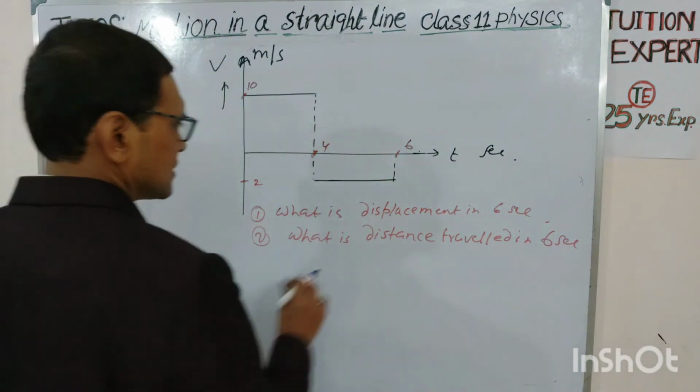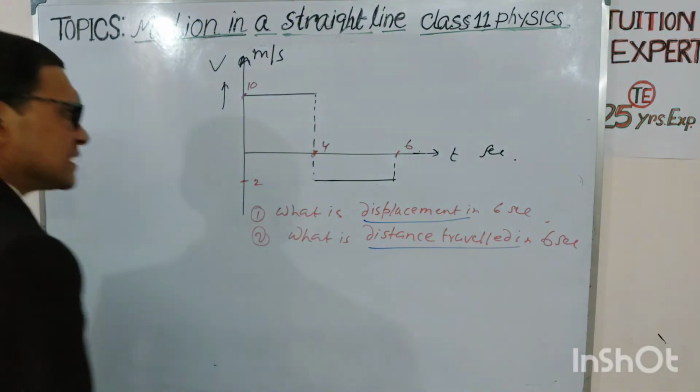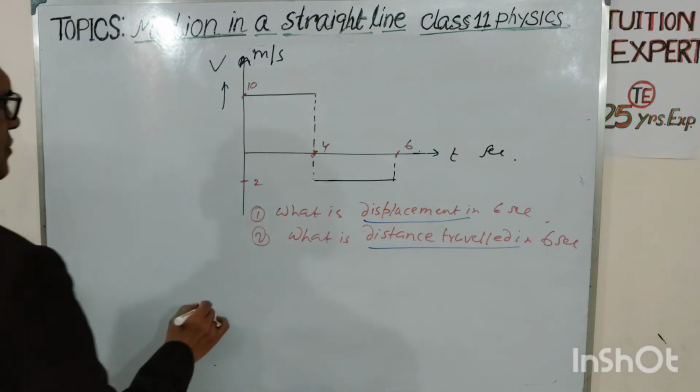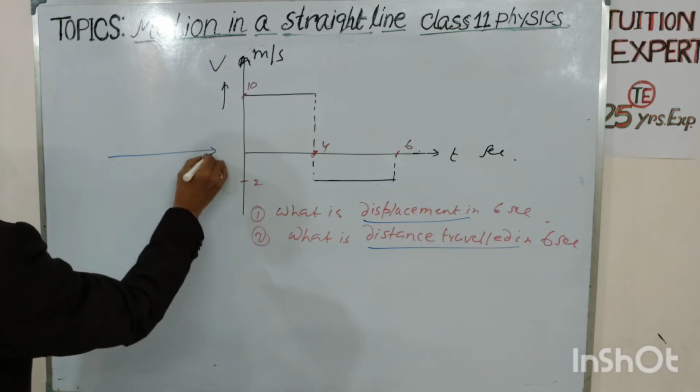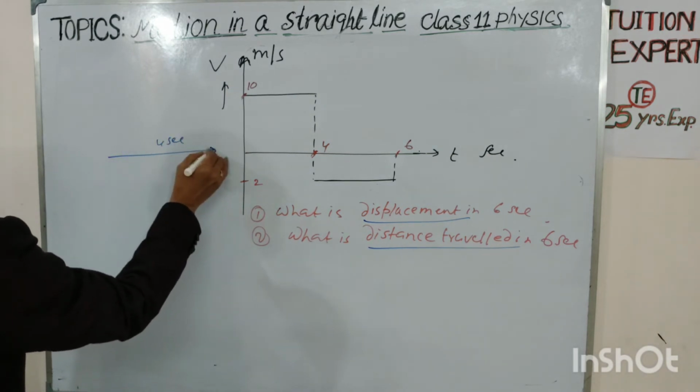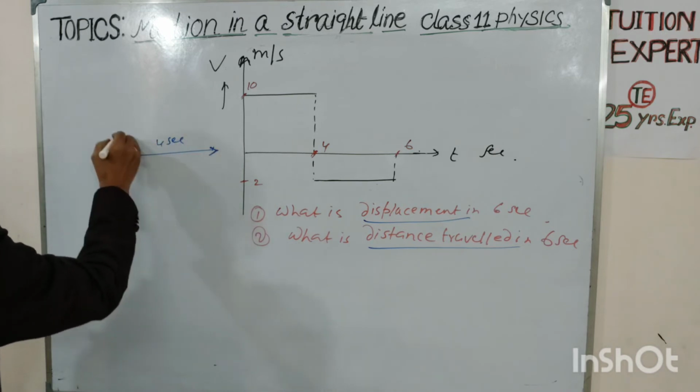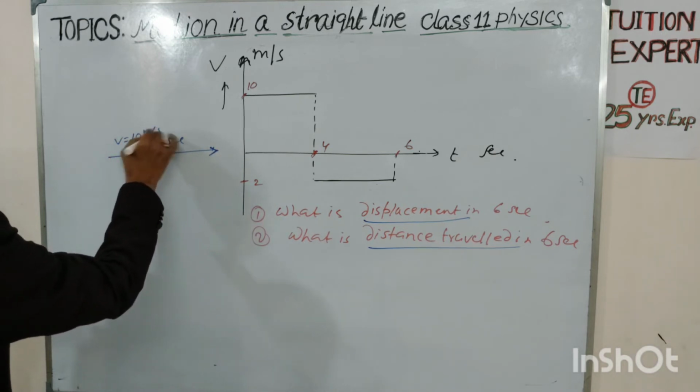Distance travel and displacement in 6 seconds. Now up to 4 seconds the graph will be upward, so the direction is up to 4 seconds. Direction is in this way, in this direction. Velocity is equal to 10 meter per second.